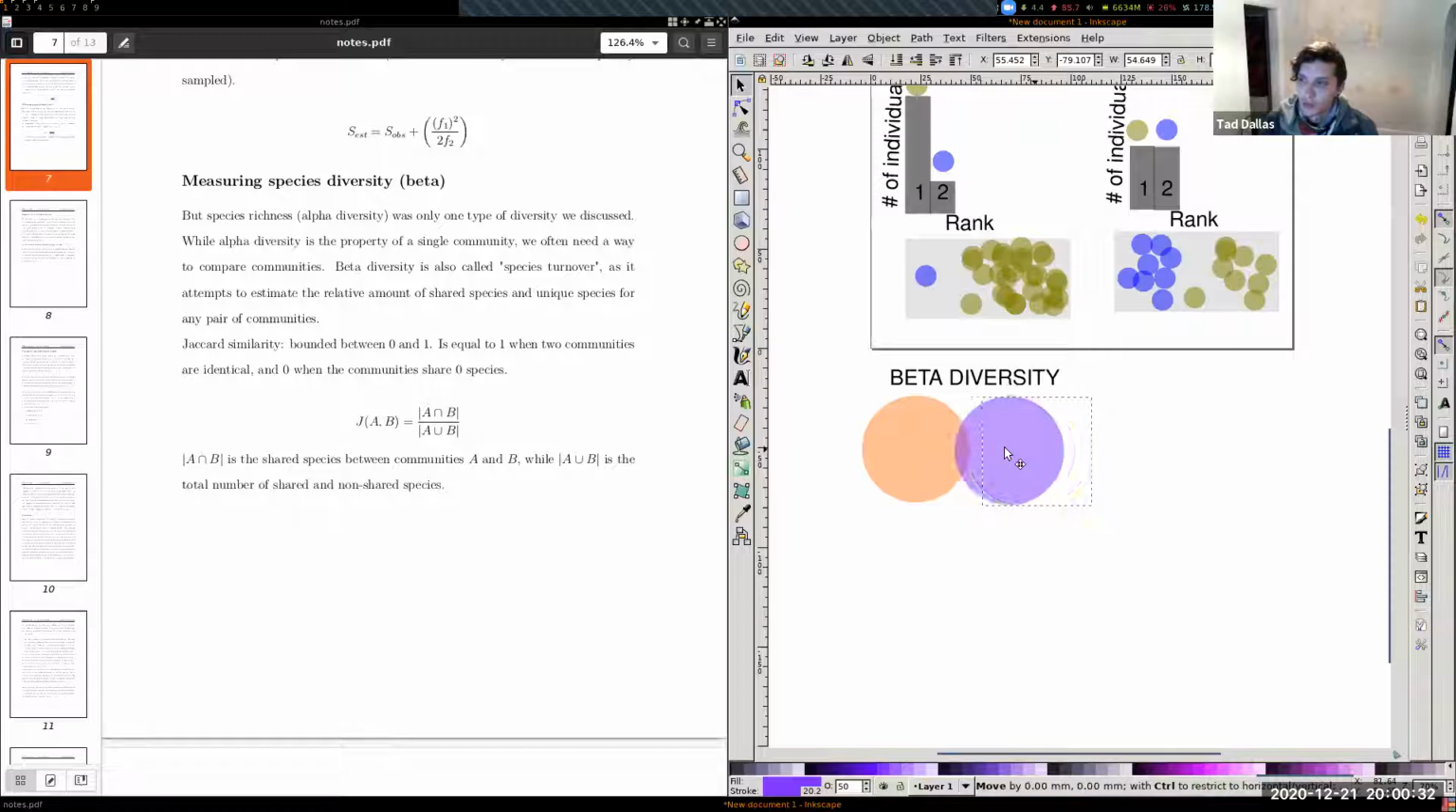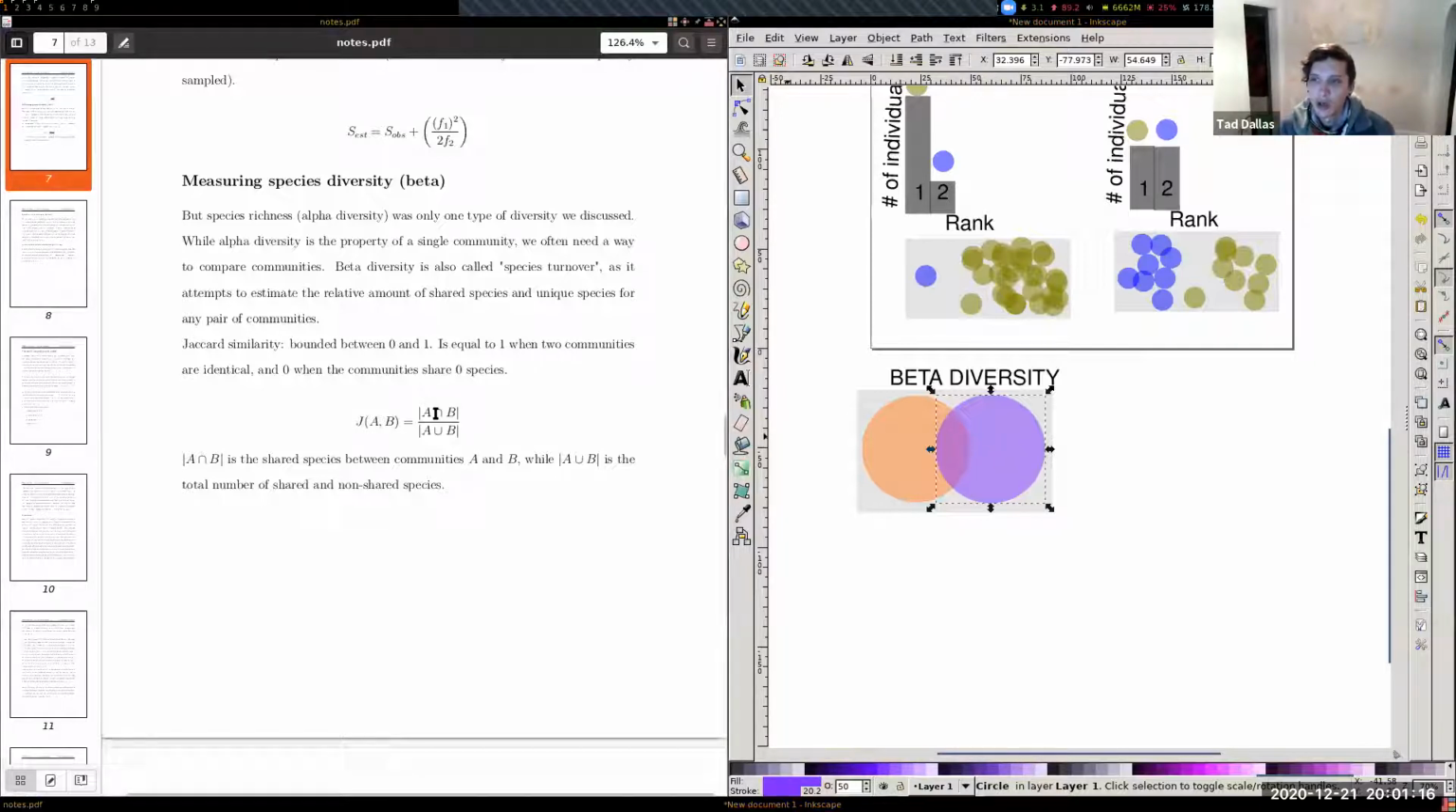Here's how it works. It basically borrows from set theory. Let's not get into that. It basically is the fraction of species that are shared between 2 communities. So here, if I draw a box around this entire thing, I can say these are all of the species, right? There's a set of species that are independent to this orange community. There's this set of species out here that are only found in the purple community. And this overlap are the shared species.